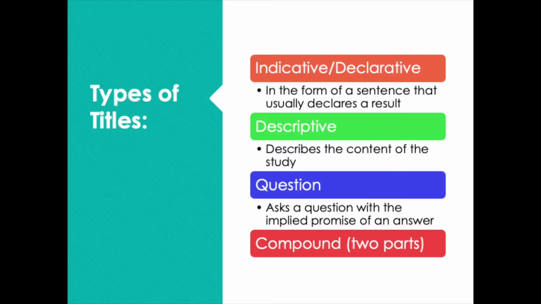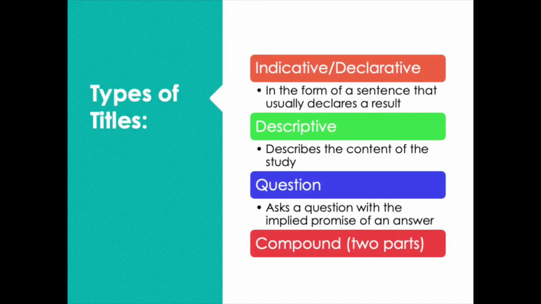Titles can be structured in several different ways. So let's look at the types of titles. One of them is the indicative title or the declarative title. This is a title that's in the form of a sentence, and it usually declares a result. That's why it's called a declarative title, or it indicates what a result is. There's also the descriptive type of title, and this is going to describe the content of the study. And then there's a question type of title, which literally asks a question in the title.